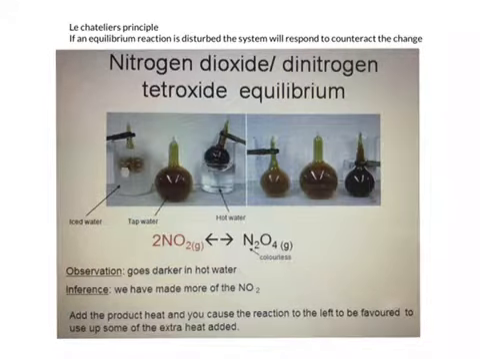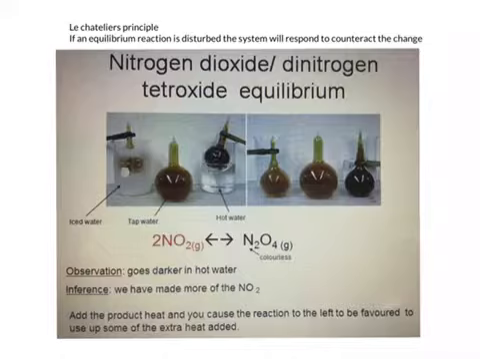Le Chatelier is for equilibrium reactions, and it's for when an equilibrium reaction is disturbed. The principle states that if there's a disturbance, the system will respond to counteract the change or undo it. Just think of it as a cantankerous child that's going to do the reverse of what you want them to do.